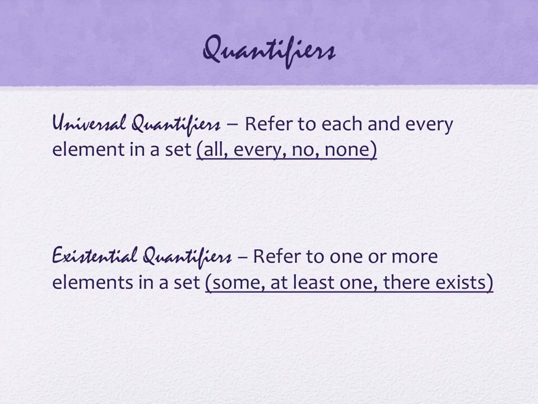The other thing that we want to be careful of are quantifiers. I just used one a moment ago. Universal quantifiers refer to each and every element in the set. There are words like all, every, no, and none. These are the statements that your parents probably got onto you for saying somewhere along the way where they said, you always, you never, or maybe you said that to them. They're rarely true when we throw those words in there, by the way, correct?